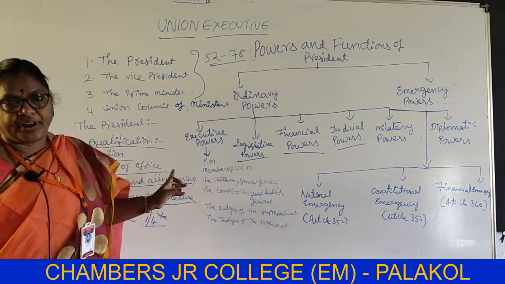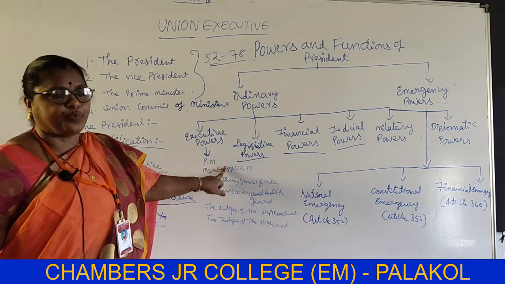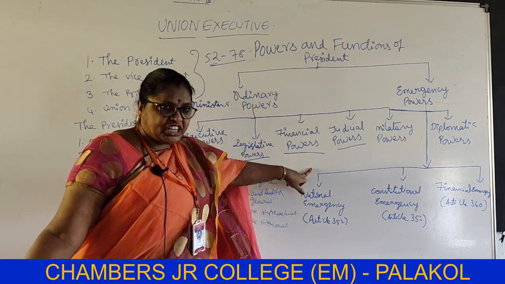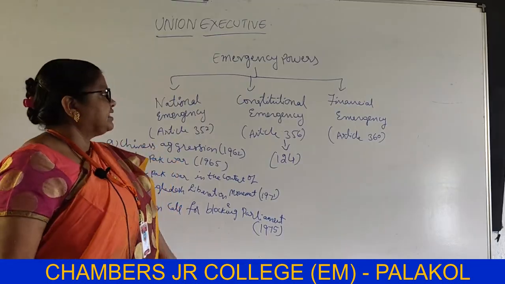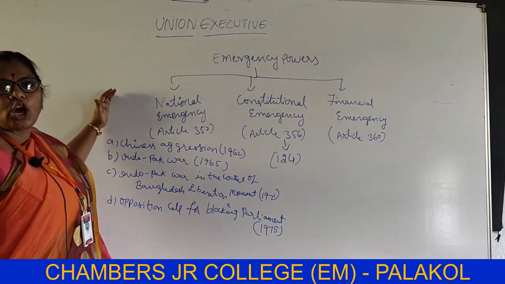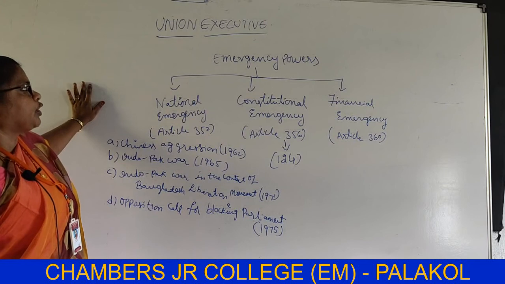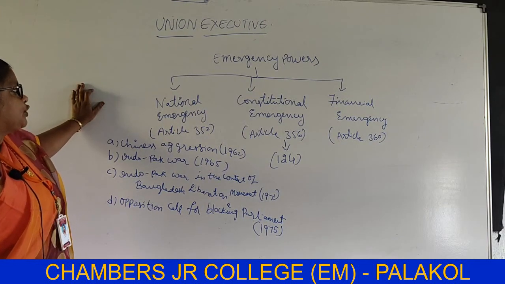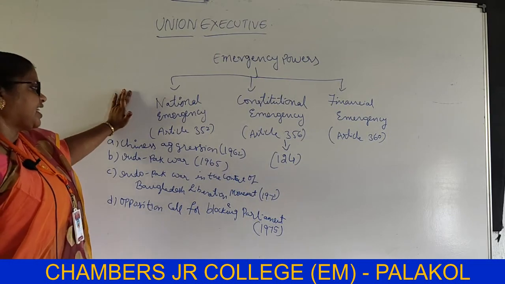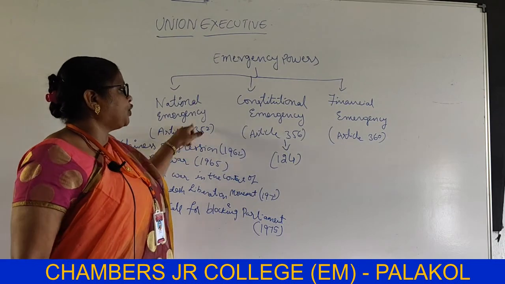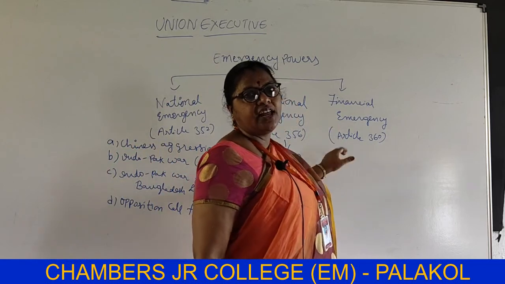Once again you see: executive powers, legislative powers, financial powers, judicial powers, diplomatic powers, military powers. Now we are going to discuss the emergency powers of the president. Previously we discussed the ordinary powers. So, how many types of emergency powers are there? 3 types. What are they? National emergency, discussed in Article 352. Constitutional emergency, discussed in Article 356. Financial emergency, discussed in Article 360.